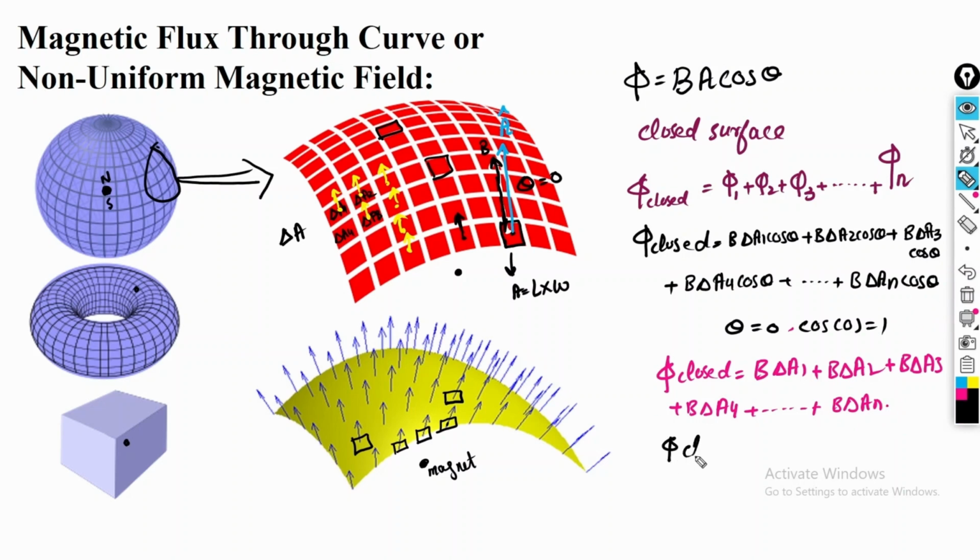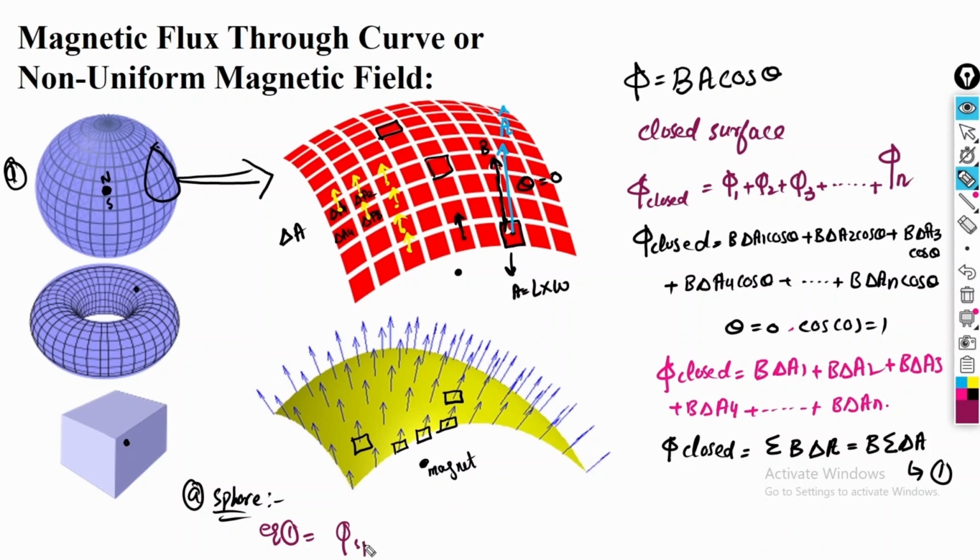Phi closed is equal to B times the summation of del A. So the flux of the sphere is equal to B times the summation of del A, and the summation of del A here is 4 pi r squared.